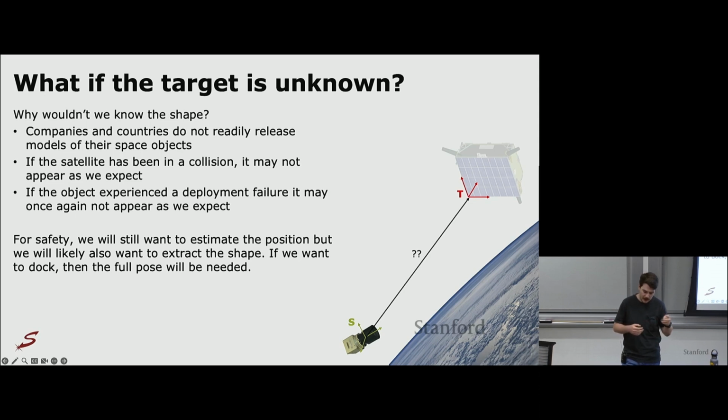And then the other two are, again, kind of coupled. The satellite doesn't look as it does in our CAD model, either because there's been a deployable failure, so say the solar panel was only half deployed, but you don't actually know that 100%, and so you don't know what it's going to look like, or it's been in a collision, and so now really we have no idea what it might look like. But for safety reasons, we're still going to want to estimate its position with respect to us, and since the position and the shape estimates tend to be coupled, you generally want to estimate both at the same time.